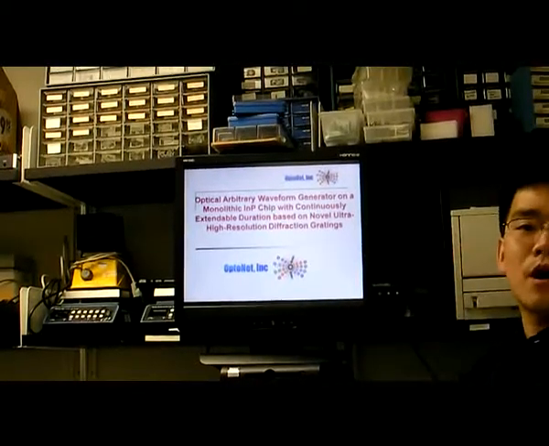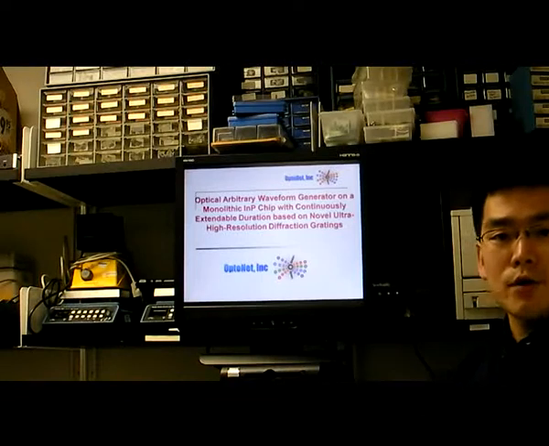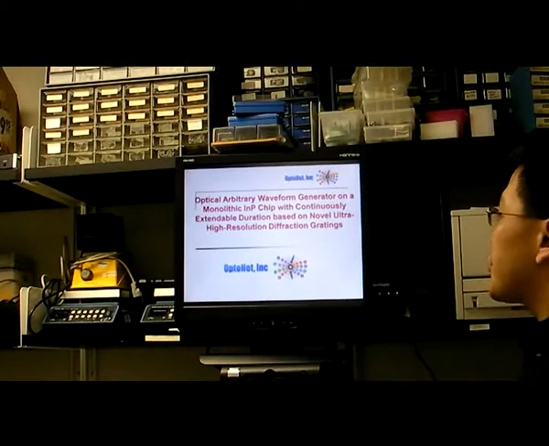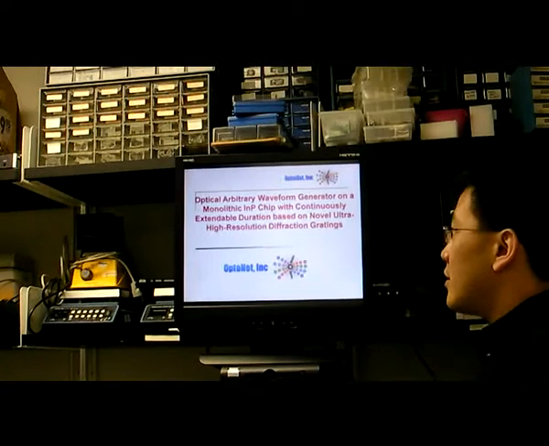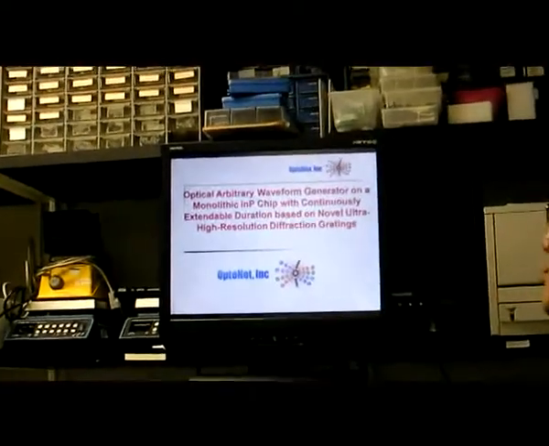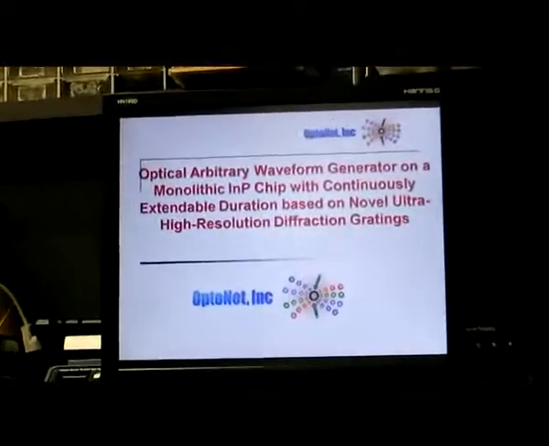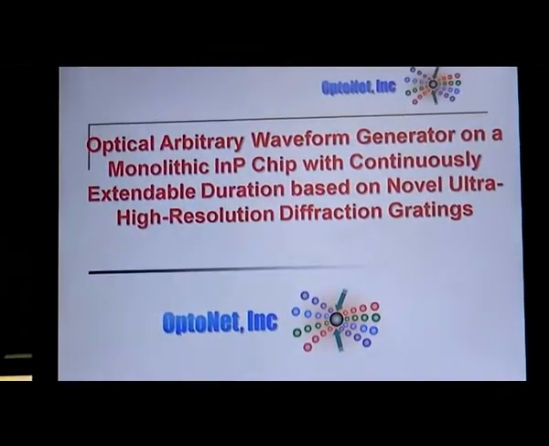I'm from OptNet Incorporated. Now I'm going to demo the optical arbitrary waveform generator on a monolithic indium phosphide chip with continuously extendable duration, based on our novel ultra-high resolution diffraction gratings.